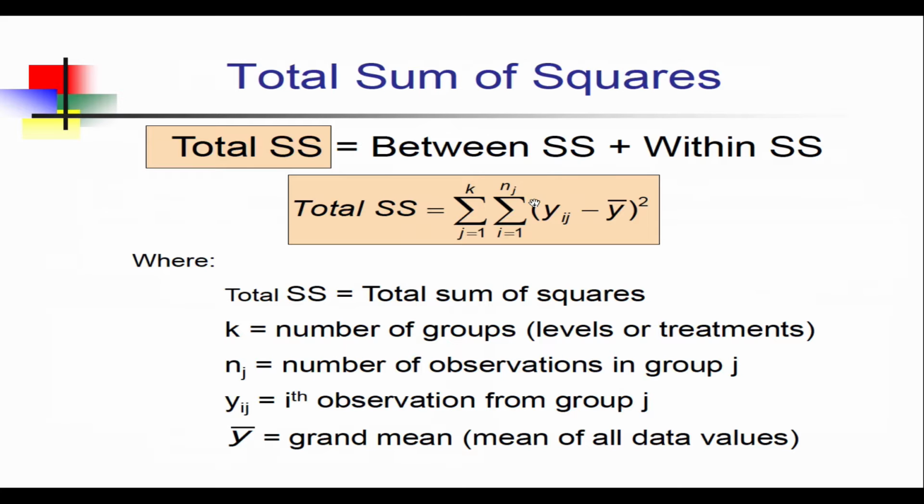Now let's look at each of those three quantities in detail. To calculate the total sum of square, we sum from 1 to k groups, and in each group we sum over all the observations, using each specific observed value minus the overall mean, then square it. This gives you the total sum of square, the total variation. Y bar here is the overall mean. You take the average of all the samples across k groups. Is that okay? This is total variation.